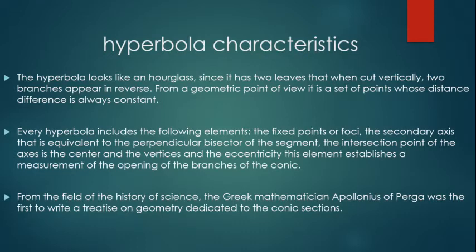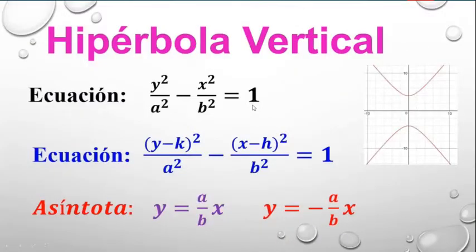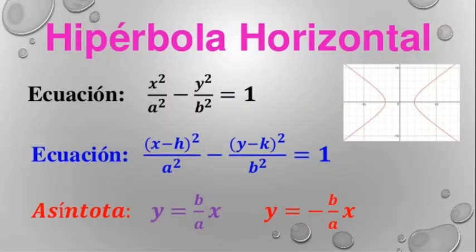From the field of the history of science, the Greek mathematician Apollonius of Perga was the first to write a treatise on geometry dedicated to the conic sections. When the hyperbola has its center outside the origin it is the following formula. When the hyperbola is vertical its formula is as follows. When the hyperbola is horizontal its formula is as follows.